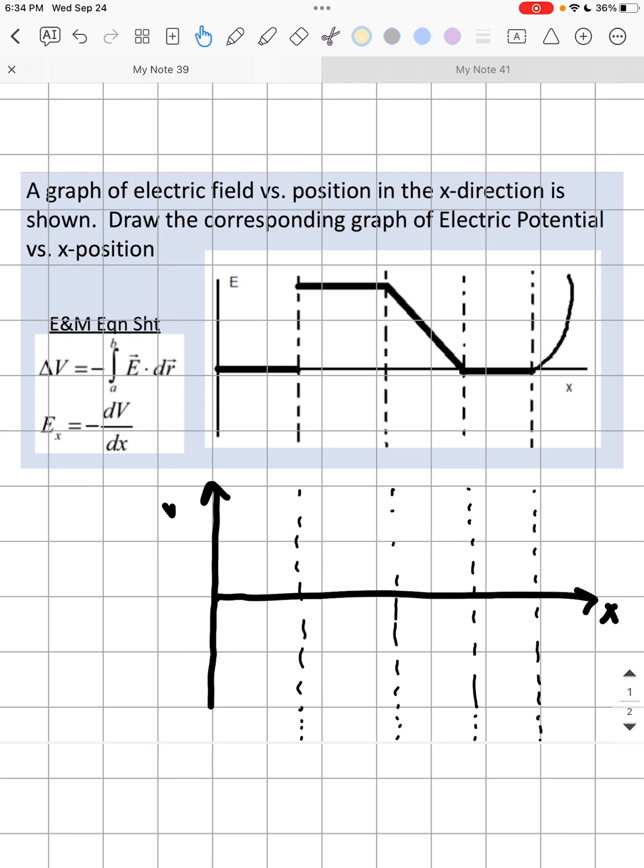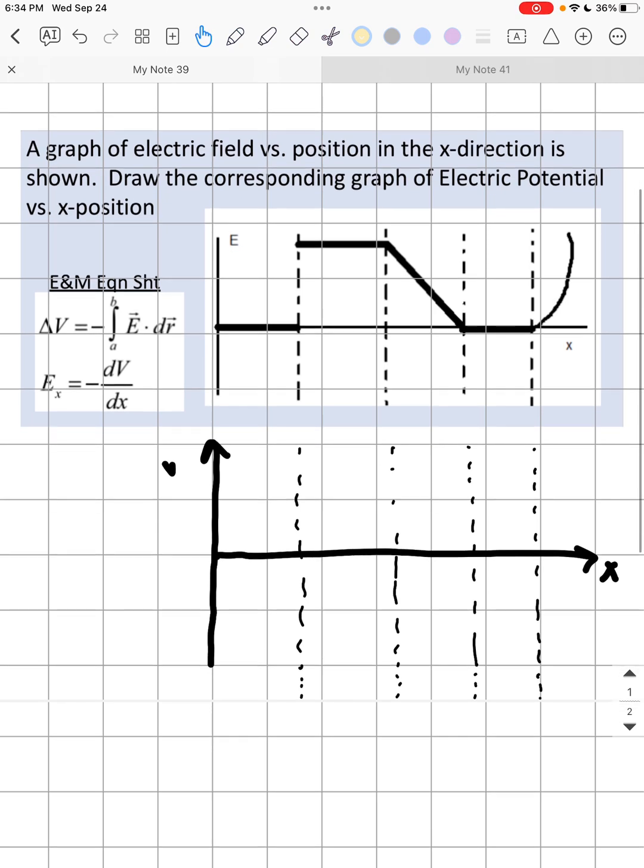All right, so if you were in class today and were still kind of confused on how to go from an electric field to a potential graph, you have to keep in mind that the electric field gives you the slope of the potential. So when I look at these lines here, I think about this is a zero electric field, which means my voltage is going to have zero slope.